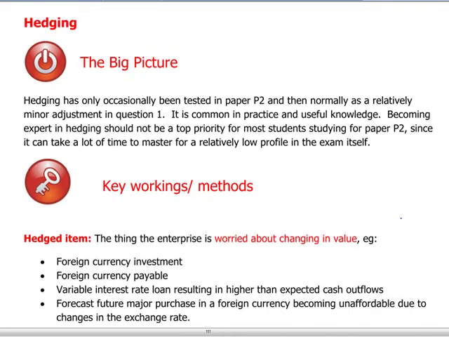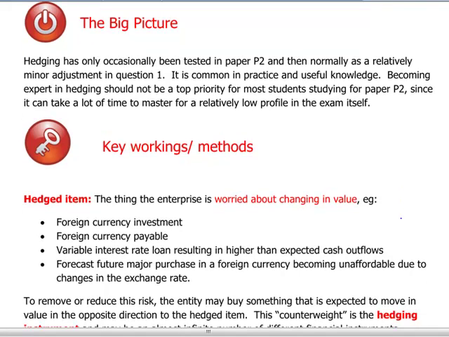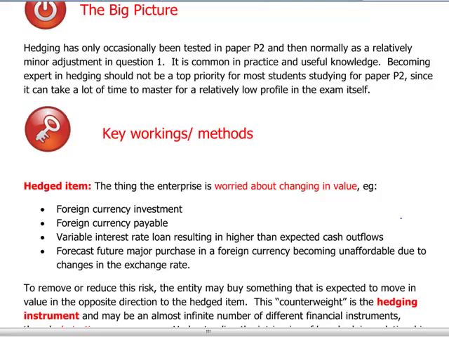Hedging is just protection. I want to protect against something. That something is called a hedged item. It is the thing that I worry will change in value, which can be a foreign currency investment, a foreign currency payable, or a variable interest rate on loans, which will result in higher than expected cash flows. Or a forecast future major purchase of foreign currency, which can become unaffordable due to exchange rate movements.